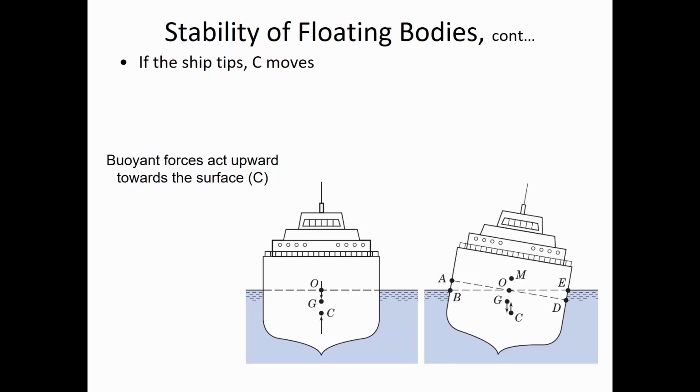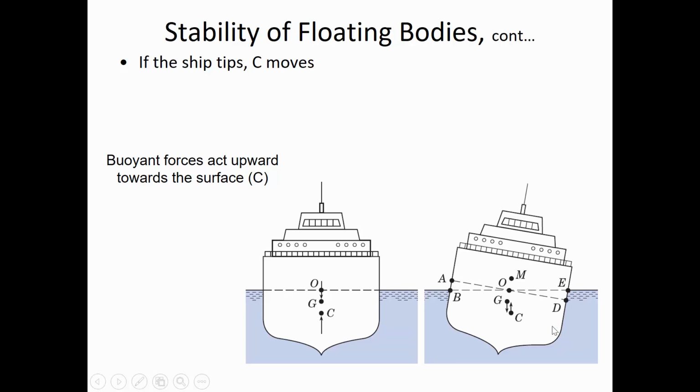So the volume of the ship stayed the same. The mass of the ship stayed the same. But when the ship tipped over to the right, now the submerged volume on the right side is more than the submerged volume on the left side. So you see this little triangle A, O, B? That volume used to be below the waterline. But when the ship tipped over, now that volume that used to be on the left is on the right.